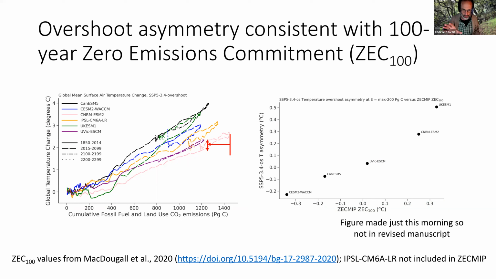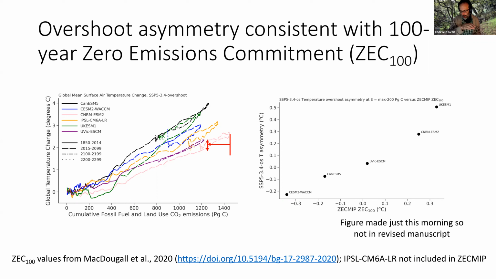This is the thing that's been bugging me for a while in the background. I actually just made this figure on the right-hand side this morning. So it's the one thing here that's not in this manuscript, which is waiting revisions. But we can explain this clockwise versus counterclockwise really easily, basically by this other metric that we use and did a whole MIP about, this ZEC MIP, which is the zero emissions commitment.